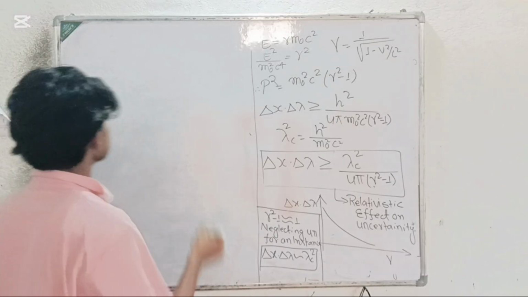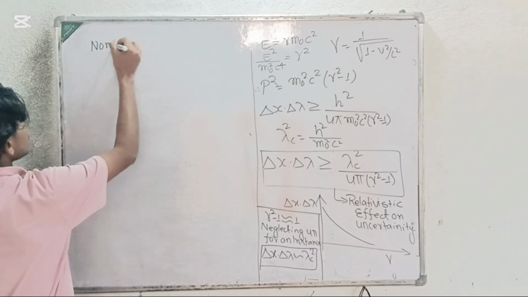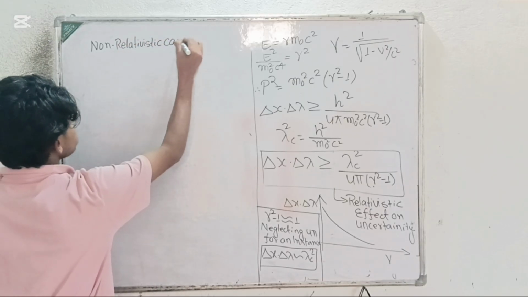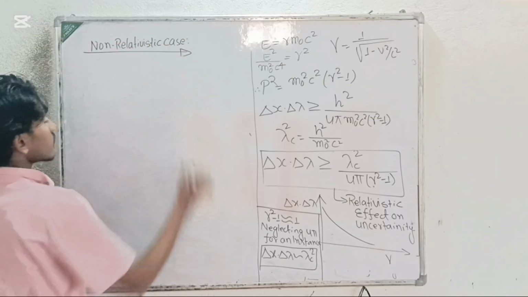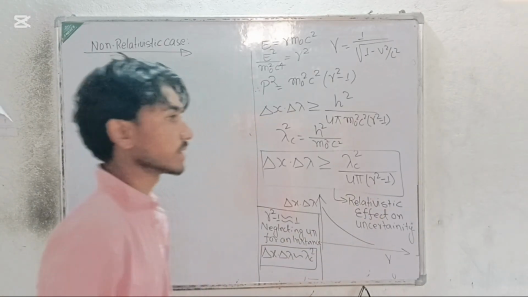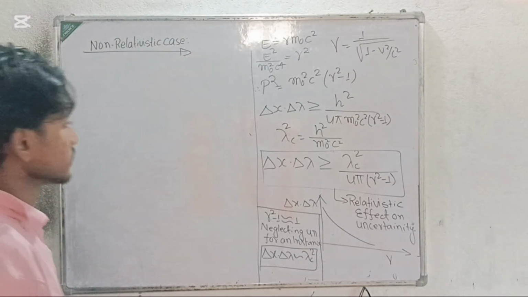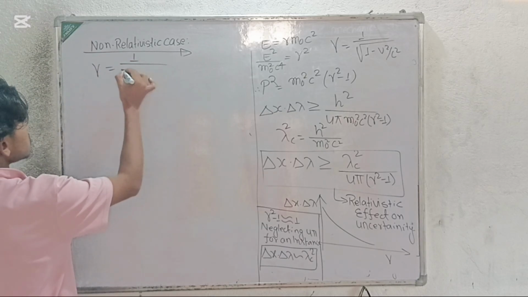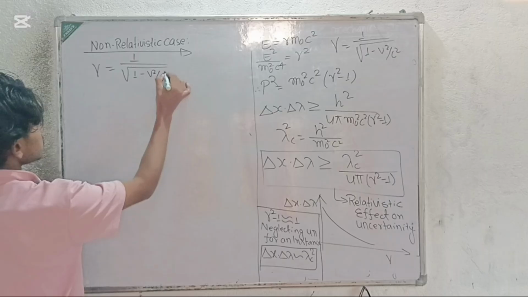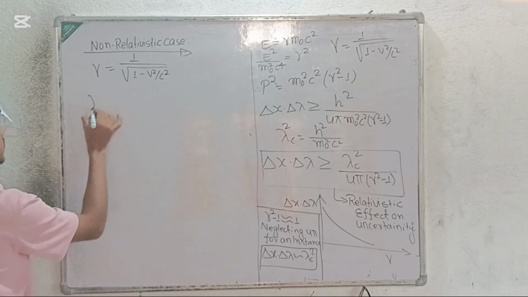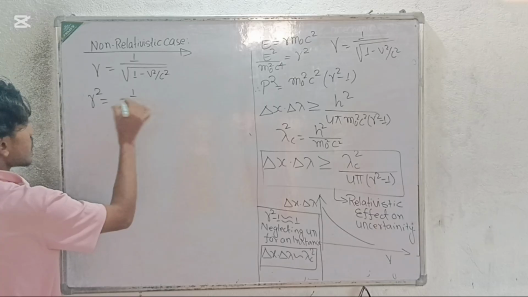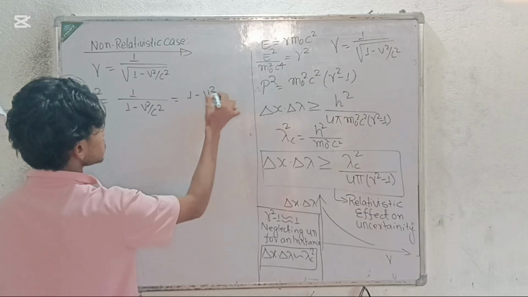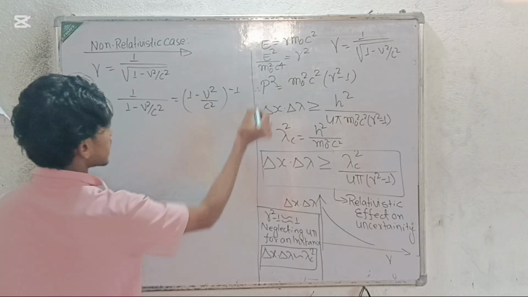Let me write the non-relativistic case. For the non-relativistic case, we have to reduce the gamma factor. We know that gamma is 1 over the square root of 1 minus v squared over c squared. If we square both sides, we get gamma squared is 1 over 1 minus v squared over c squared. And if you take this above, you end up getting 1 minus v squared over c squared raised to the power negative 1.